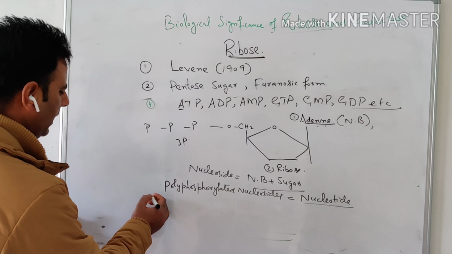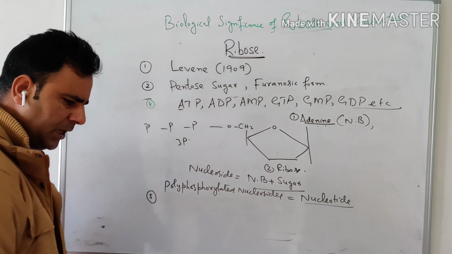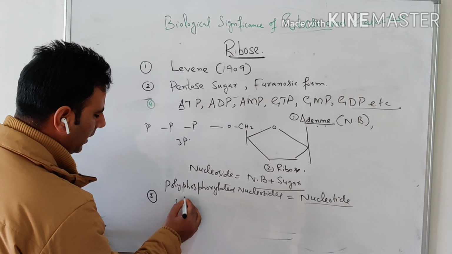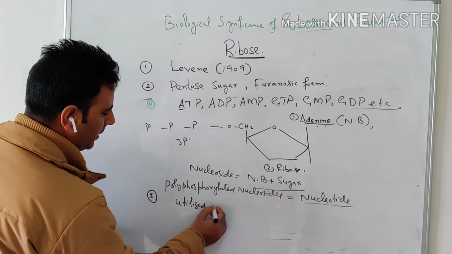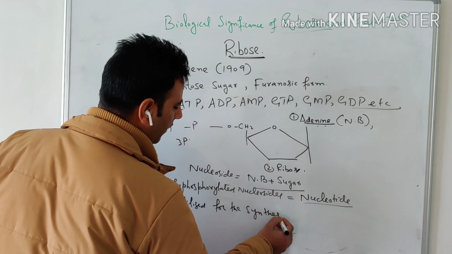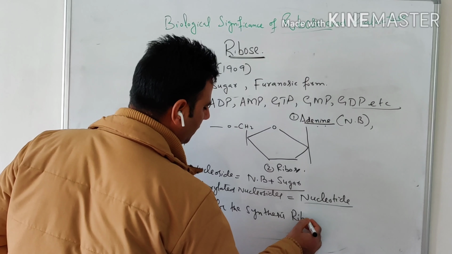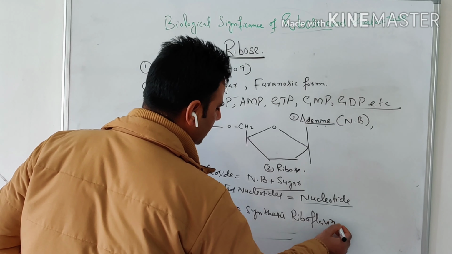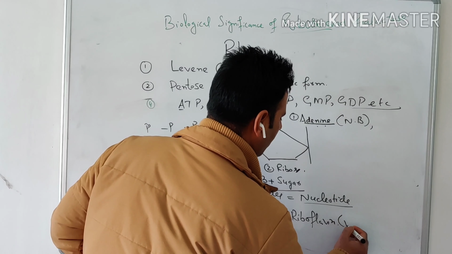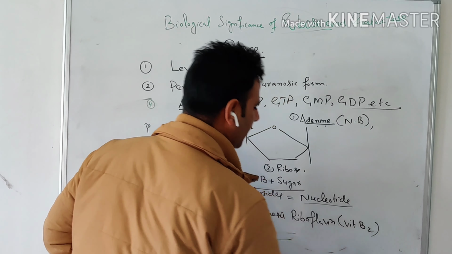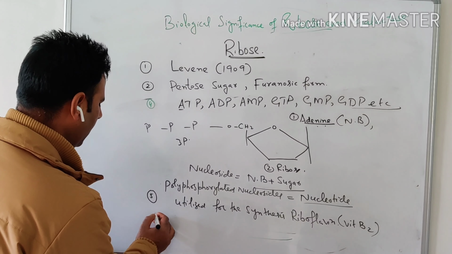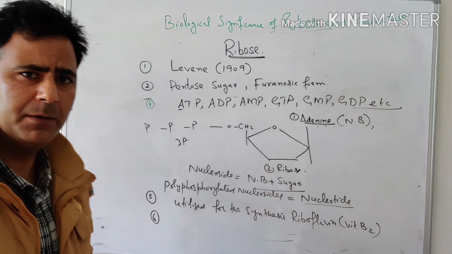And one more thing about ribose is that it is utilized for the synthesis of riboflavin. Riboflavin is known as vitamin B2. So one more function is that it is utilized for the synthesis of riboflavin, and it can be used to increase the endurance and athletic performances.